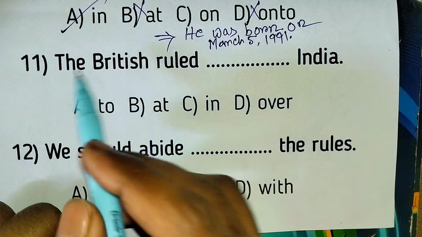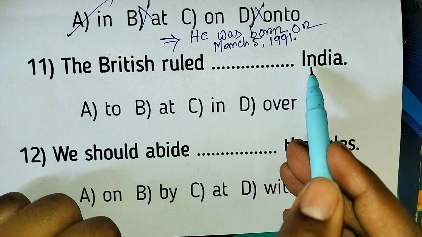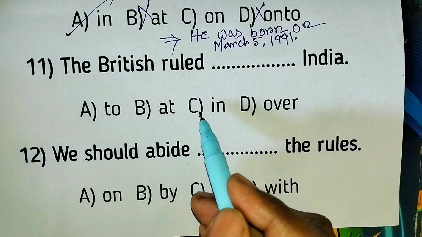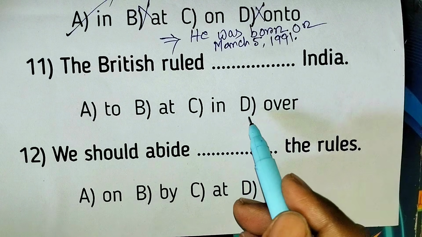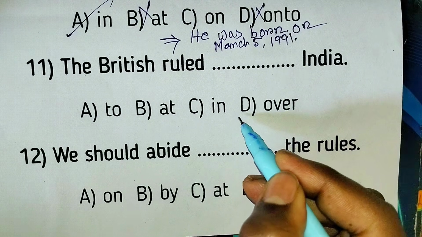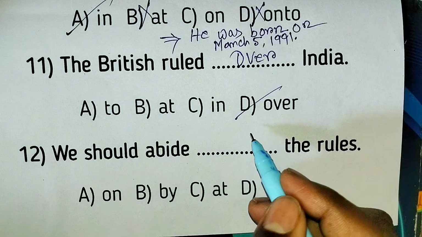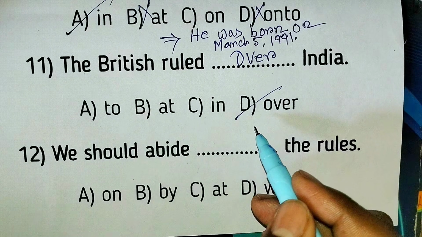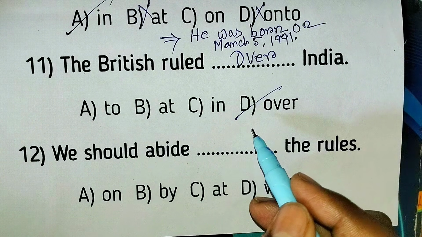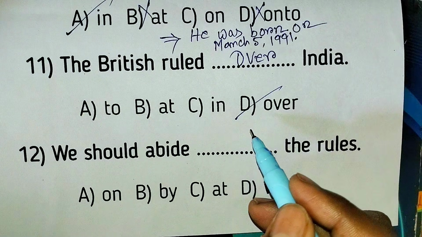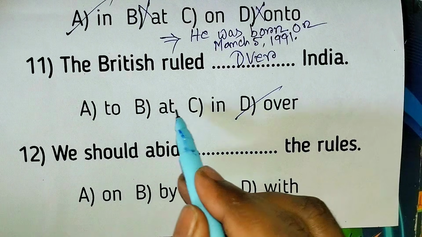Okay. Next is 11th number. The British ruled dash India. To India, at India, in India, or over India. Which one is right? I think everybody knows this answer. The answer is over India. Why over? Actually, ruled over indicates the position or one kind of power of the British, that they were capable of controlling the entire country. That's why we have to use over, not in, at, or to.